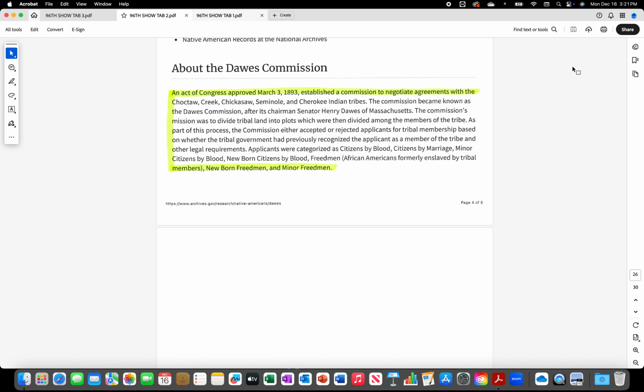The commission became known as the Dawes Commission after its chairman, Senator Henry Dawes of Massachusetts. The commission's mission was to divide tribal land into plots, which were then divided, because to this day, you don't know why stuff is divided into plots. I don't understand why you have to pay another human being to live on the soil, on planet Earth. Ants don't pay other ants to live on Earth, right? We so much smarter than the animals, but we the only ones who pay someone else in our species to live in the place that we arrived at when we came out of our mother's womb.